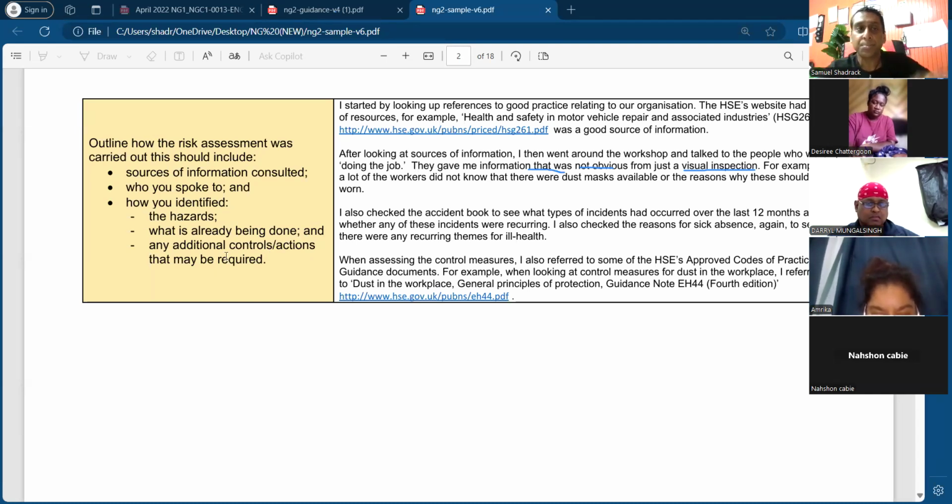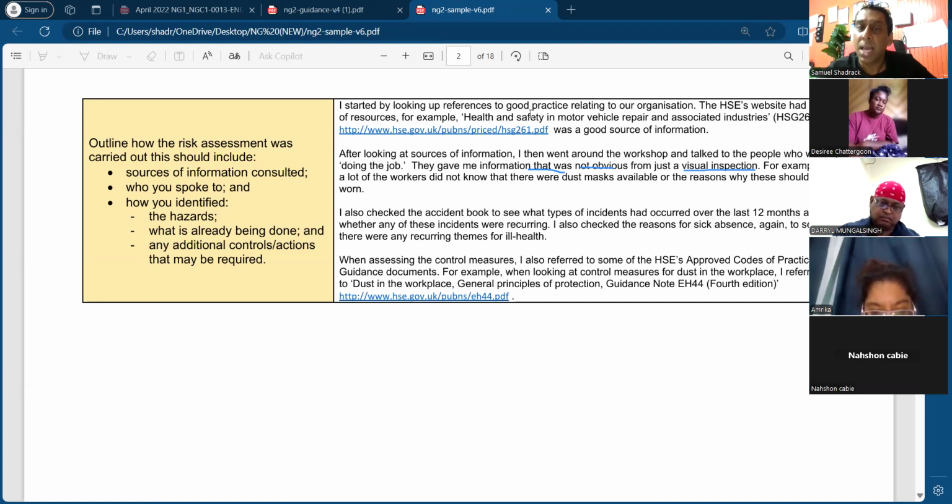Let's go to the first one. The first 3 lines, look at this, just 3 lines, right? What you want to put here is some research information that you consulted. So let's read this one. It said, I started by looking up references to good practices relating to our organization. The HSE website had lots of resources.